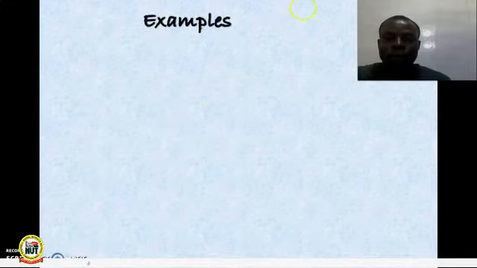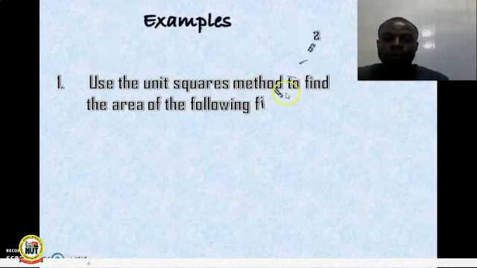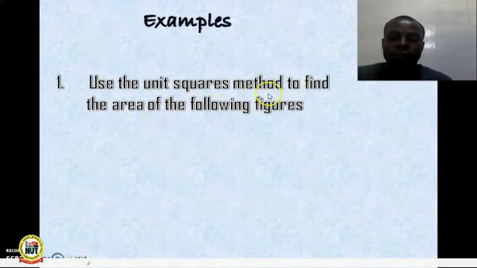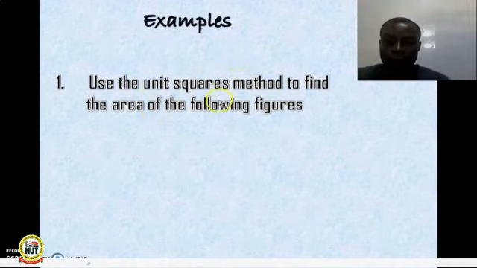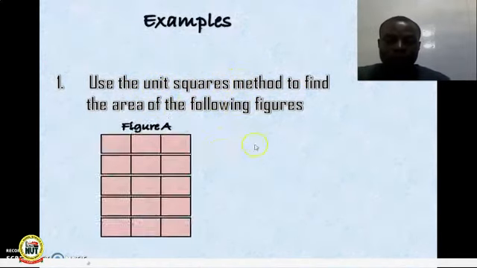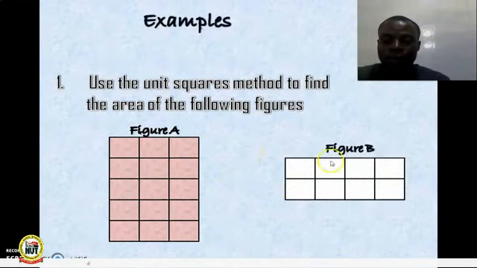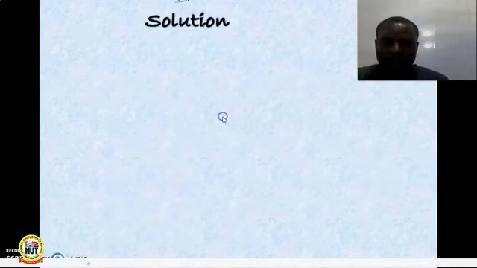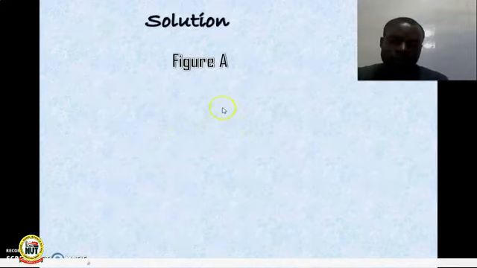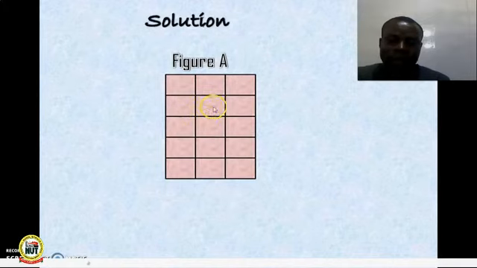So example 1, let's quickly read. Use the unit squares method to find the area of the following. The first figure is figure A. This is what we have. And the second figure is figure B. This is what we have. So we are going to find the area of figure A and the area of figure B. Solution to this. Let's find the solution to figure A first. And let's have our figure A. This is figure A.